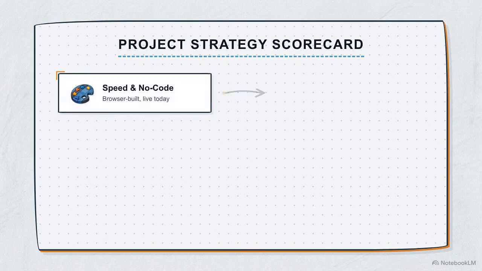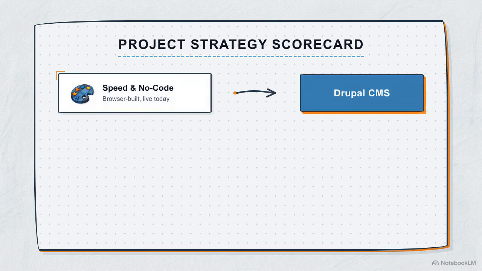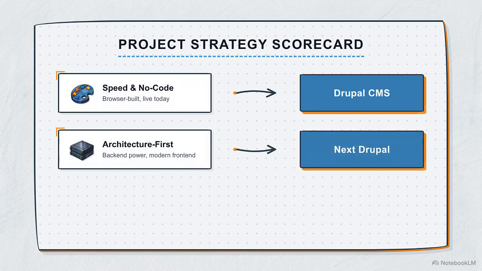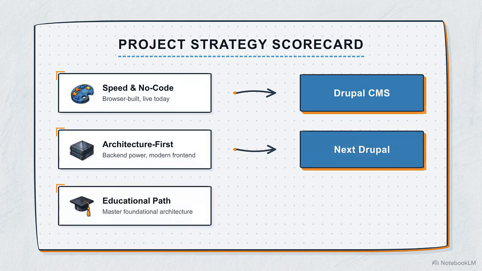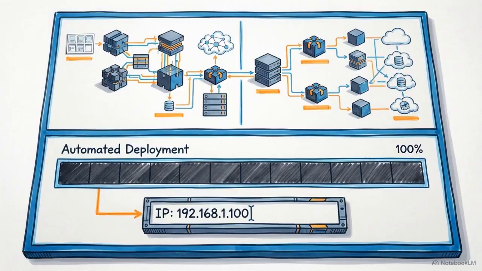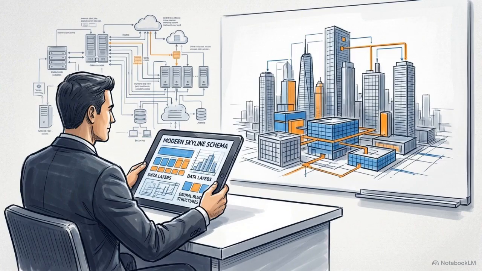Here is the final scorecard for matching your goal to the right starting point. If you have non-coders and you need a functional, browser-built site live today, choose Drupal CMS. If you have a development team that wants backend content power pushed to a modern frontend, choose Next.Drupal. And if your priority is understanding foundational architecture over speed, choose the Drupal Helps Starter Site. The software handles the heavy lifting now. Your competitive advantage is making a decisive architectural choice on day one and focusing entirely on your content.